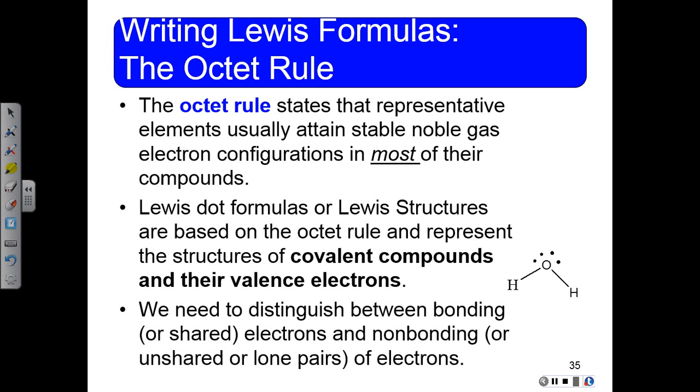But hydrogen, it's in that first row. How many does it need to be stable? 2. It needs to gain 1 and have 2. So it's going to be our only real exception.